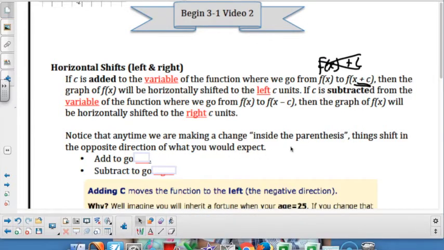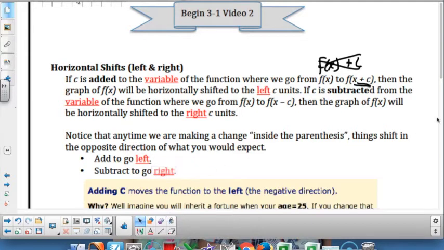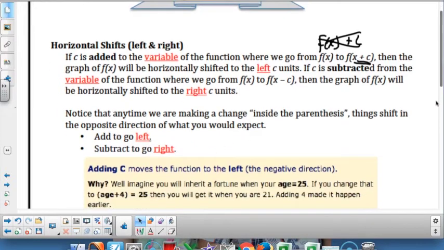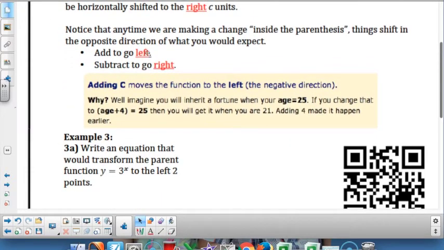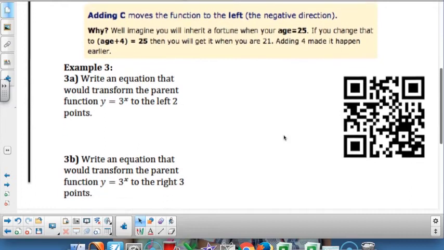Notice that things are a bit weird here. When you're making changes inside those parentheses, so next to your variable, things kind of do the opposite of what you expect. When I add, I think things are going to get bigger. So I think on the coordinate plane that I'm going to go to the right. But in actuality, you add to go left. You subtract to go right. If you want more information about why it works that way, then you can look at this little yellow box here. But trust me, add to go left, subtract to go right. It's always the opposite of what you expect when you're inside the parentheses.